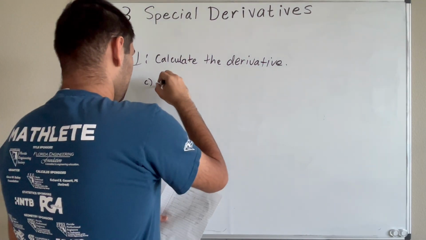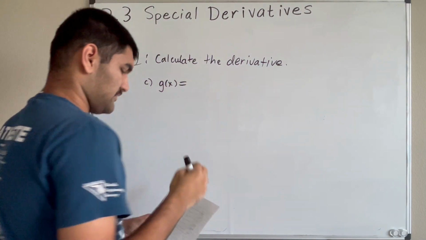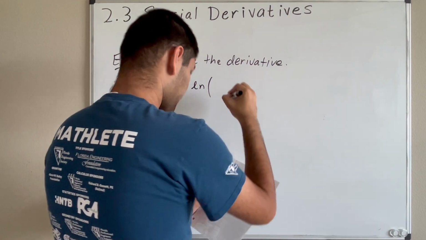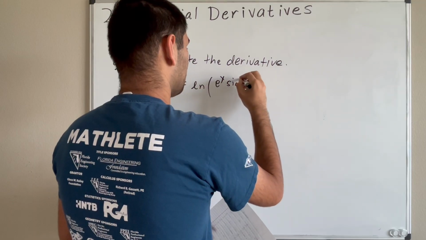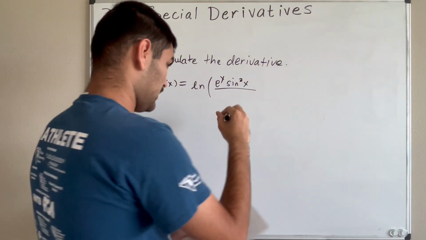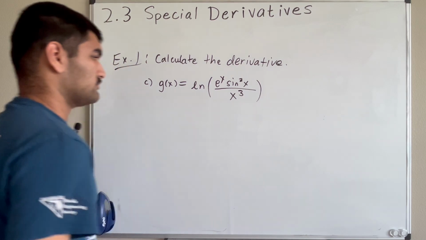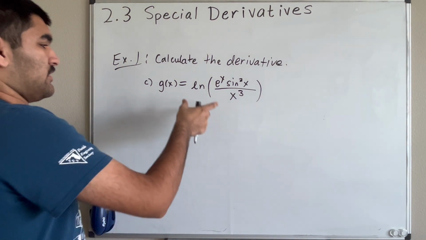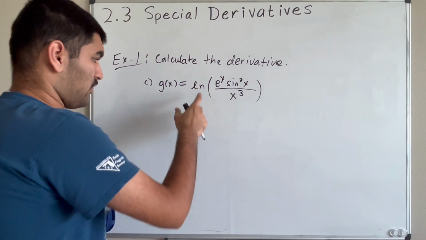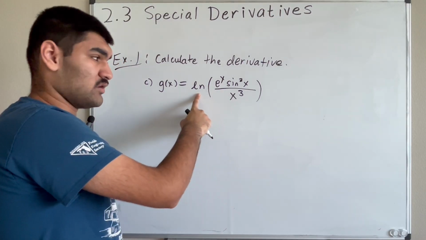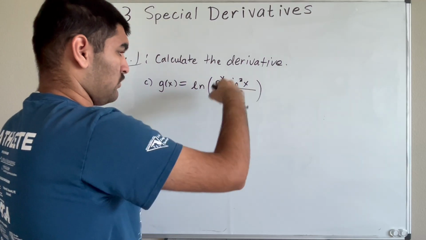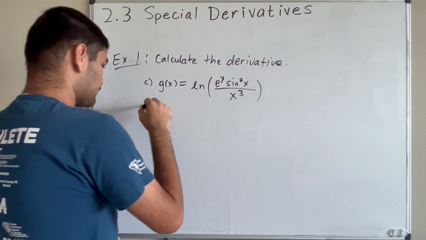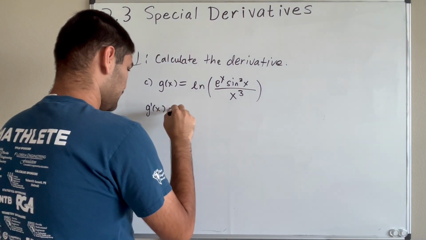All right. So next we have g of x equals the natural log of e to the x sine squared x, all over x cubed. Once again, we have a composition of two functions. Our outside function is the natural log function, and our inside function is this whole expression. So therefore, we have to use the chain rule. So g prime of x equals.